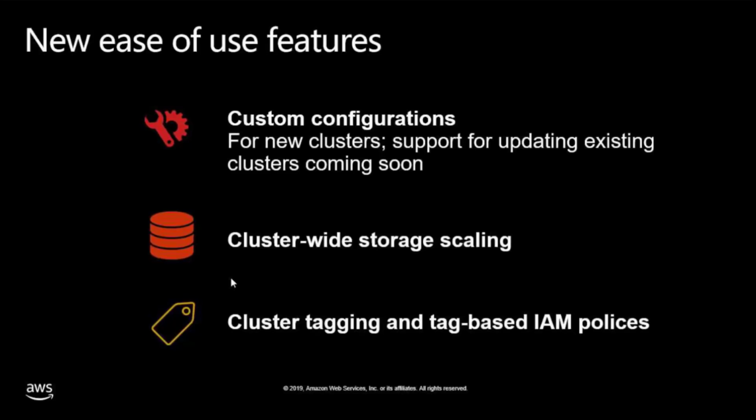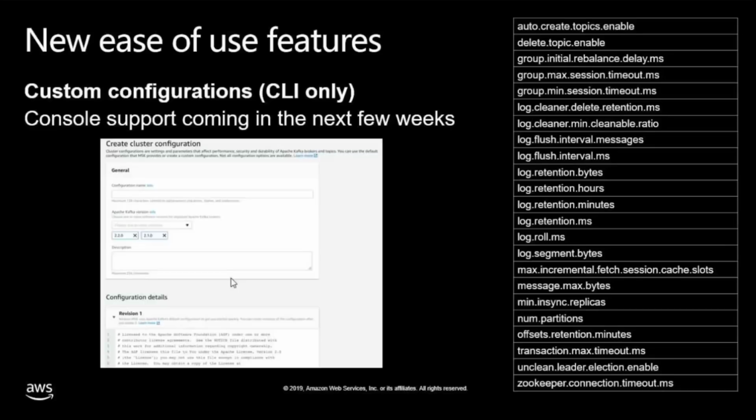You can also deploy custom configurations to new clusters. We will support updating existing clusters in a separate launch, and that's coming soon. And then if you need to add storage to your cluster, in a few clicks in the console or using the CLI, you can scale up the amount of storage you provisioned on a per broker basis. And finally, the cluster tagging and tag-based IAM permissioning is very useful for customers if they want to use tags for cost allocation purposes, or use tags to control who and what can make the API calls within the Amazon MSK service.